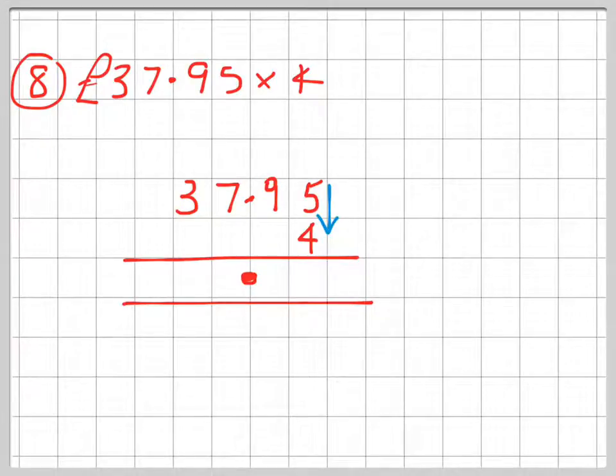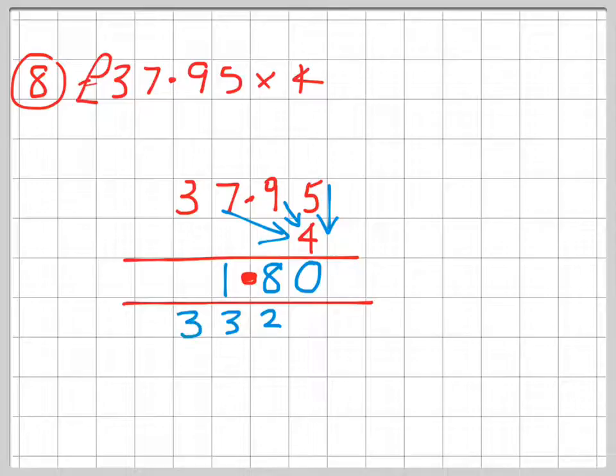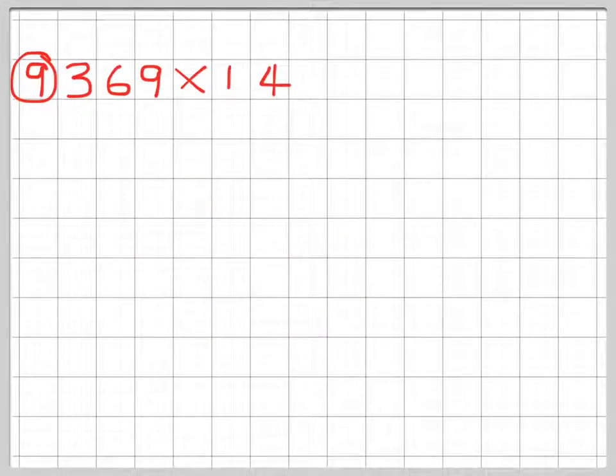5 times 4 would give us 20, so I'll put my 0, carry my 2. 9 times 4 is 36, add the 2 is 38. 7 times 4 is 28, add 3 is 31. 3 times 4 is 12, add the 3 gives you 15. £151.80 is your answer. Number 9.